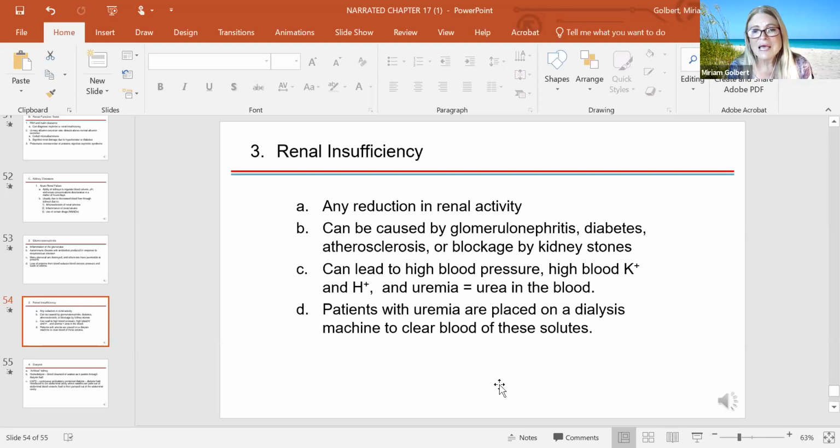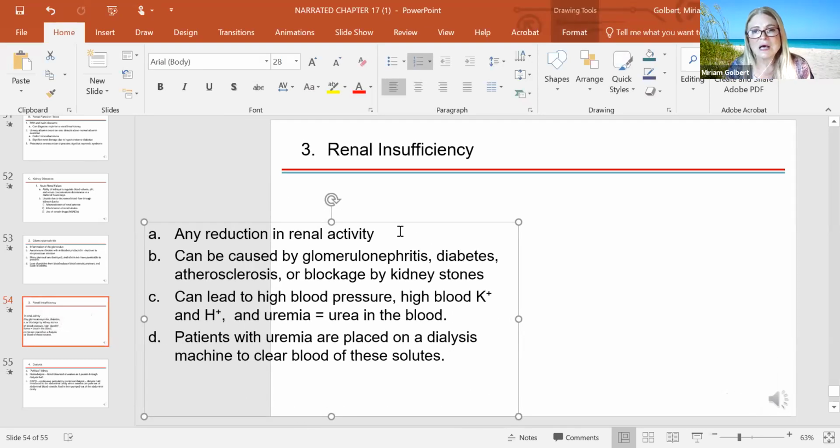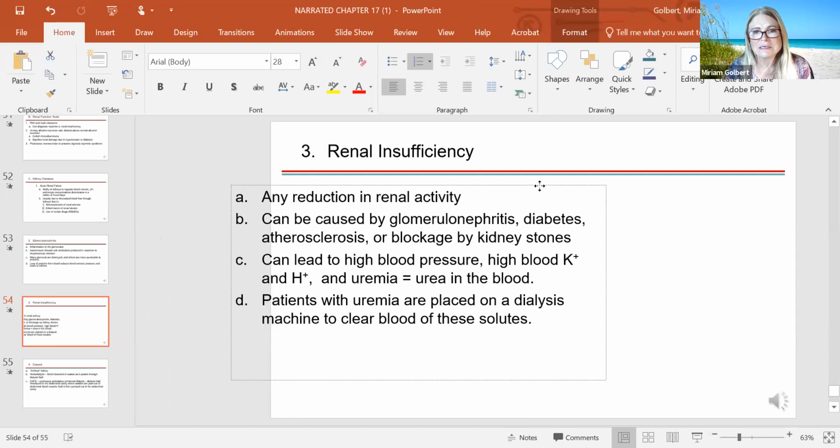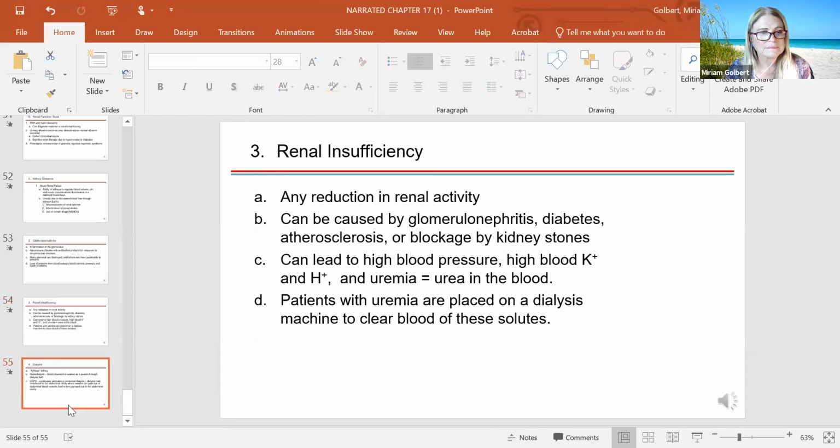Very, very painful. When your kidneys don't work, obviously you end up with high blood pressure, acidosis, high hydrogen ions, uremia, which is very, very serious. And you can see there the patients with uremia, which is the increase of urea in the blood. At the end, they have to be placed on dialysis.